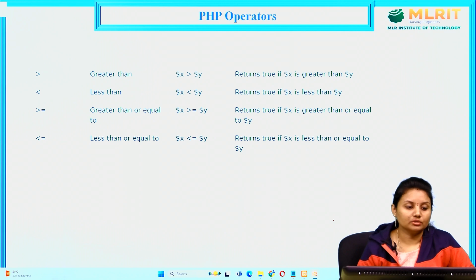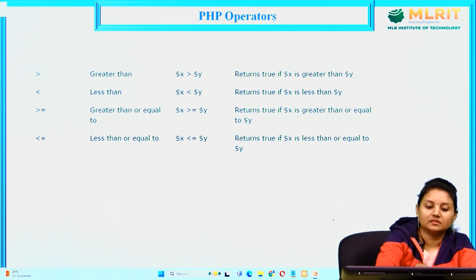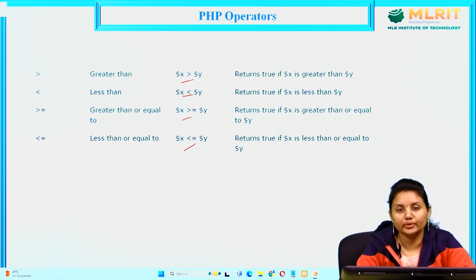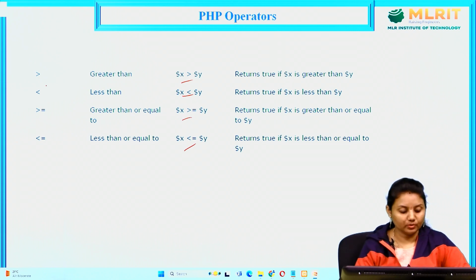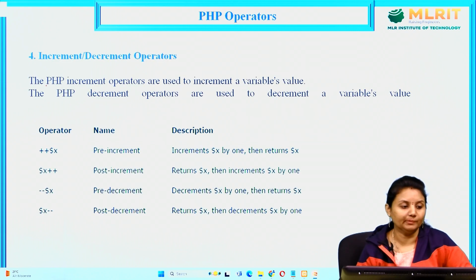Then there are also greater than, less than, greater than or equal to, less than or equal to. When you want to compare two numerical values, whether they are greater than or less than, then we will go with the greater than or less than symbol. Similarly, greater than or equals to and less than or equals to symbols.